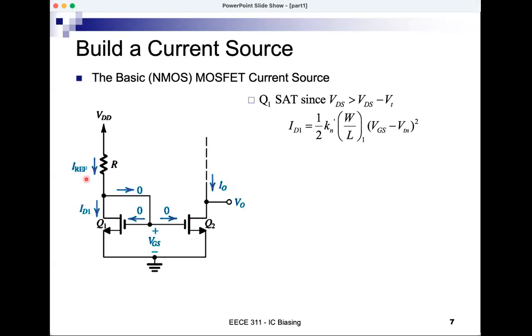It means that this current is equal to ID1 because there's nothing flowing like this, even though I have a short here, there's no current flowing in this short. So ID1 will be equal to IRF. And what is IRF? It's the current flowing in the resistor, VDD minus the voltage here over R. So that's ID1, and that's IRF.